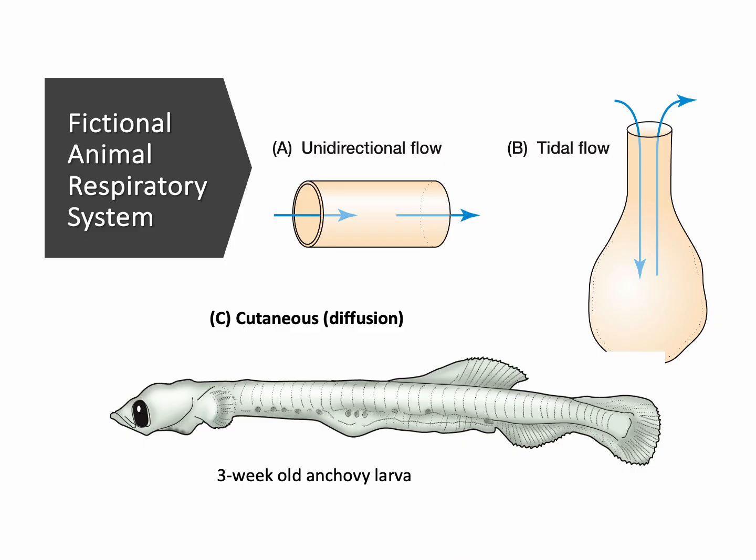All right, I want you to start thinking about your fictional animal project and the respiratory system. We have a variety of different respiratory systems. Some have unidirectional flow. Others have tidal flow, which is what we as humans have. And finally, some animals just have cutaneous diffusion. The example they give you here is of an anchovy larva that doesn't actually have a developed lung or gill system, so oxygen diffuses directly through its skin.